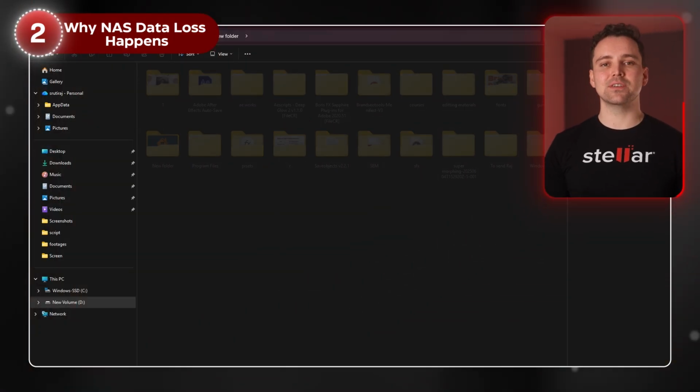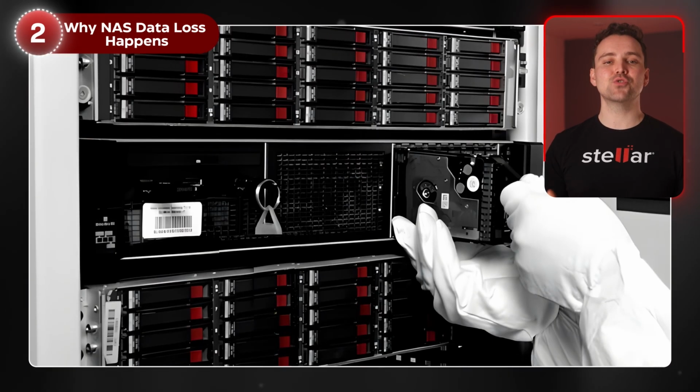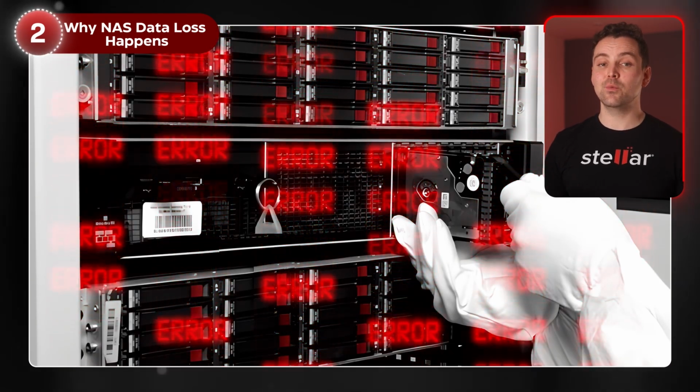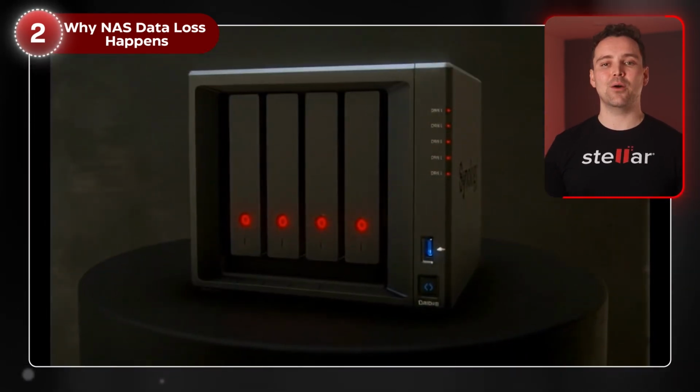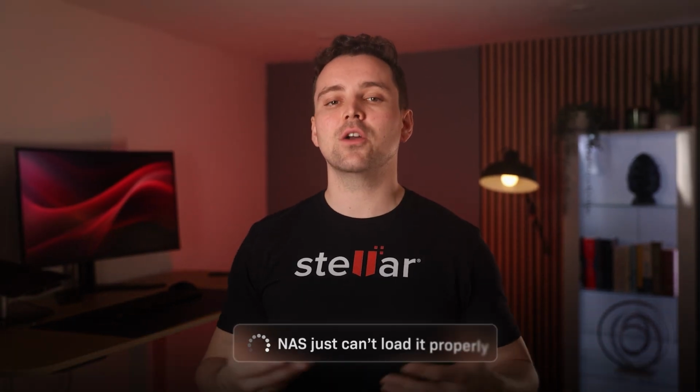Part 2, why NAS data loss happens. Here are the most common causes of NAS data loss: accidental deletion or formatting, firmware or OS crash, drive failure, yes, even with RAID setup, sudden power outage, file system corruption. In most cases, your data isn't gone. The NAS just can't load it properly.